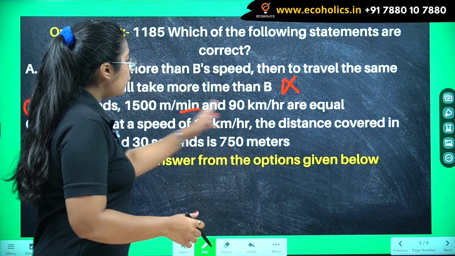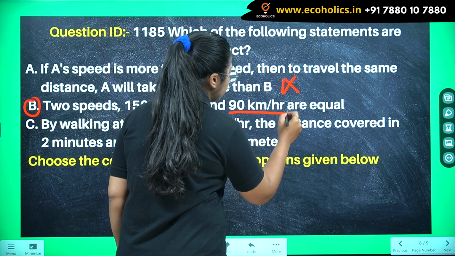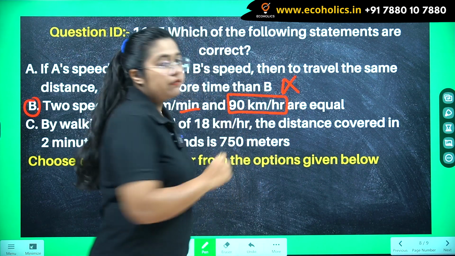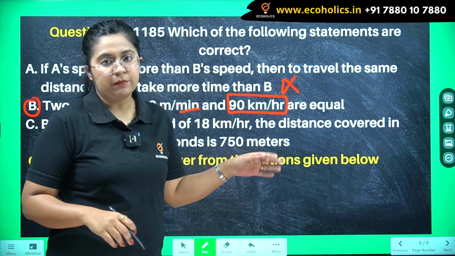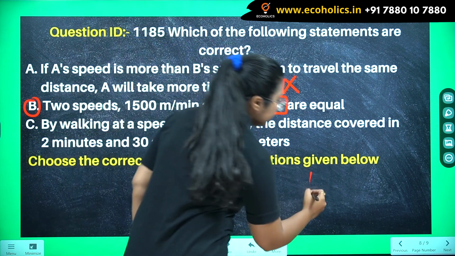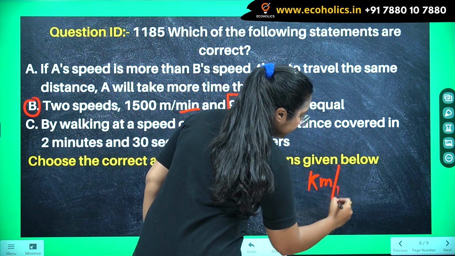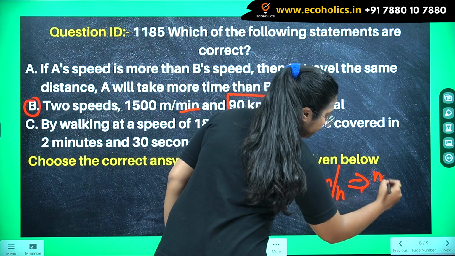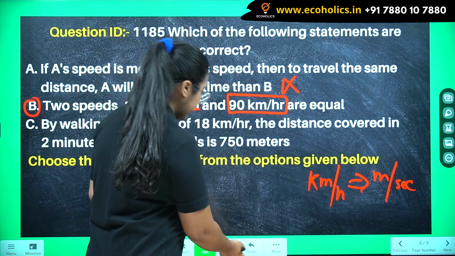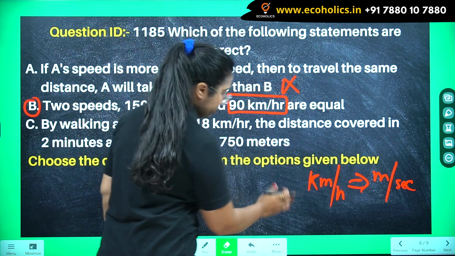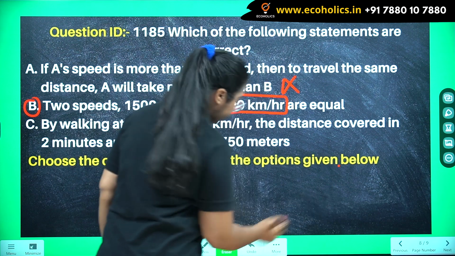When you need to convert kilometer per hour into meter per second, because that is the standard, converting kilometer per hour into meter per second, how do you do that? How will you do that?